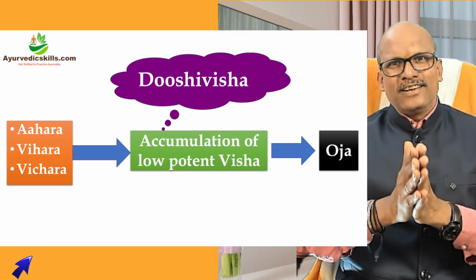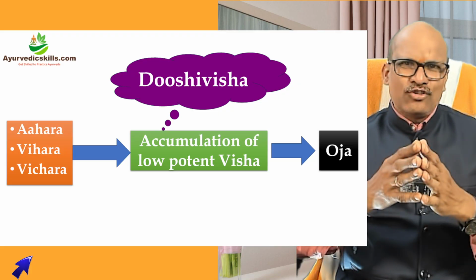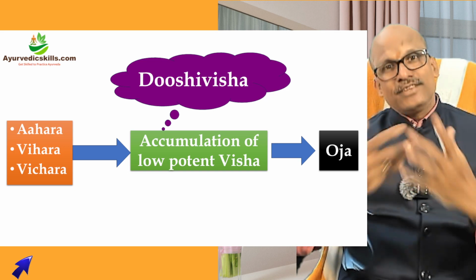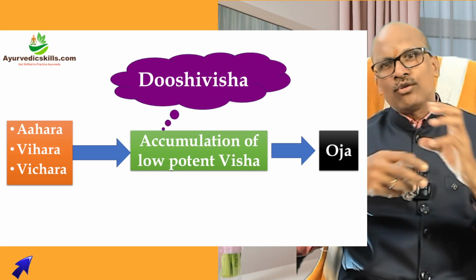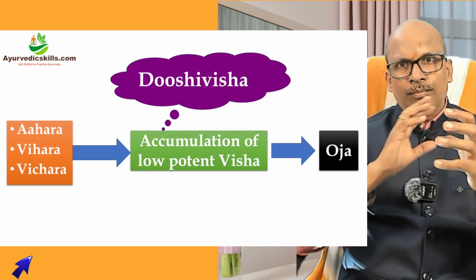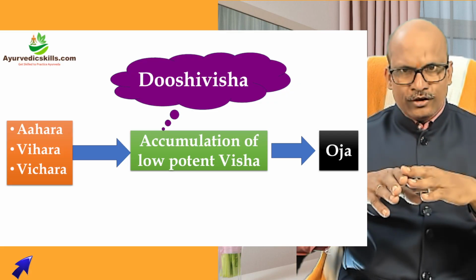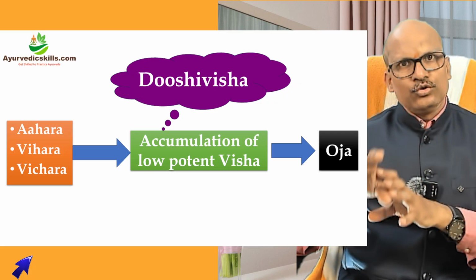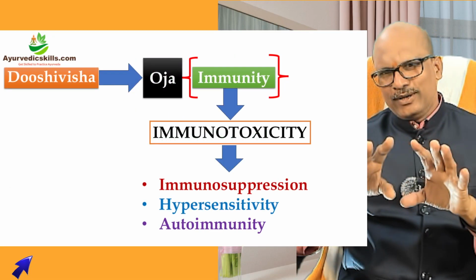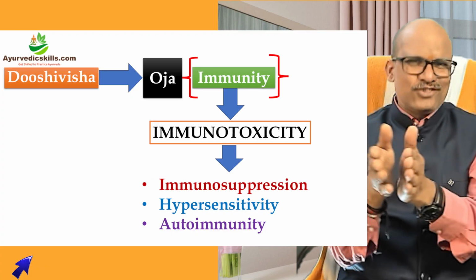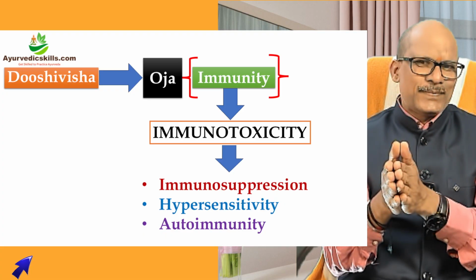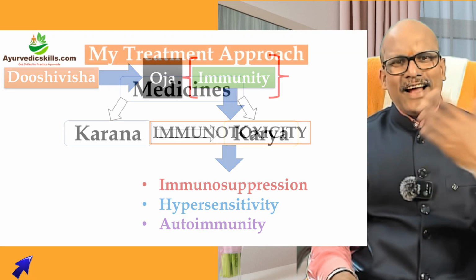People working in the flex industry, fertilizer shops, pesticide shops, or cement industry, all these viharas, along with stress, make our body less antitoxic. That means they prevent excretion and so on. So toxins accumulate in our body. This accumulation leads to Dushivisha, and Dushivisha affects Oja. What do we consider Oja? Oja is nothing but immunity. So Dushivisha leads to immunotoxicity. Immunotoxicity leads to immunosuppression, hypersensitivity, and autoimmunity. With this approach, I treat the diseases.